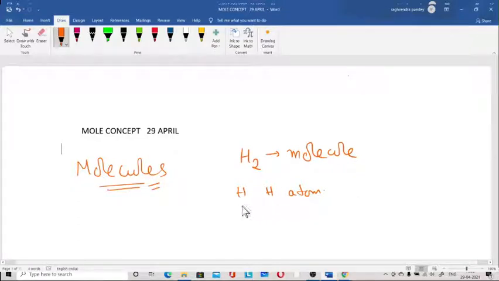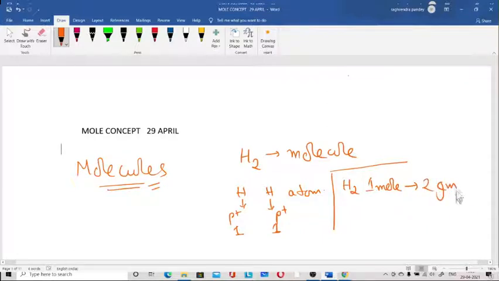And these two hydrogen atoms have one proton each. Okay, so when I say hydrogen, 1 mole, here one, so one of this and one of this, so total is 1 plus 1, that is your 2. So H2 is 2 grams.